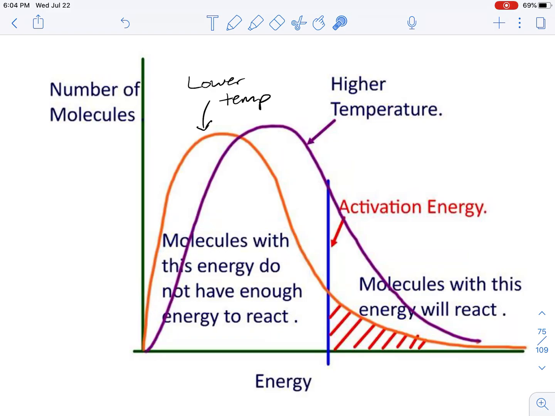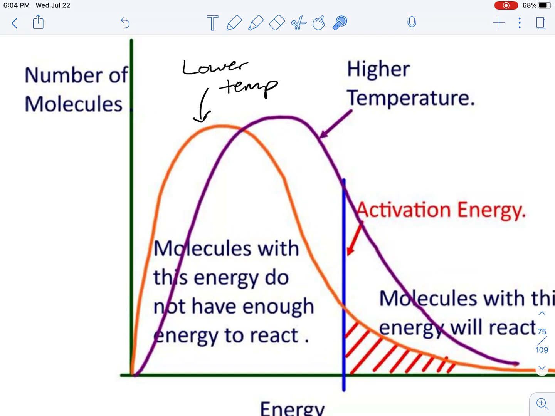And so any molecules that are in the area underneath the curve to the right of the blue line will have a kinetic energy that's much larger than the activation energy. And therefore, these molecules are most likely to form product if they actually collide and if the molecular orientation is correct.